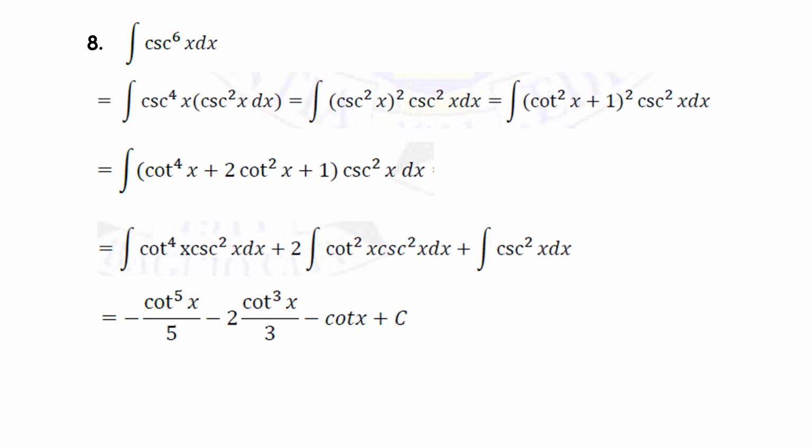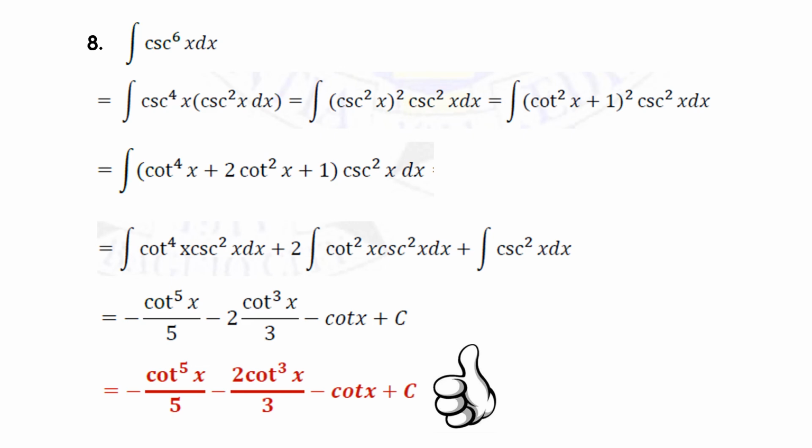For the second term, it will still be the same, but the exponent is just simply 2. So still, the differential of cotangent is negative cosecant squared x dx. That is why the second term is negative. And for the third term, we will just use a simple trigonometric formula. The integral of cosecant squared is actually negative cotangent. So our final answer, just finalize that. We will have a negative cotangent raised to 5 of x over 5 minus 2 times the cotangent cube of x over 3 minus cotangent x plus c.